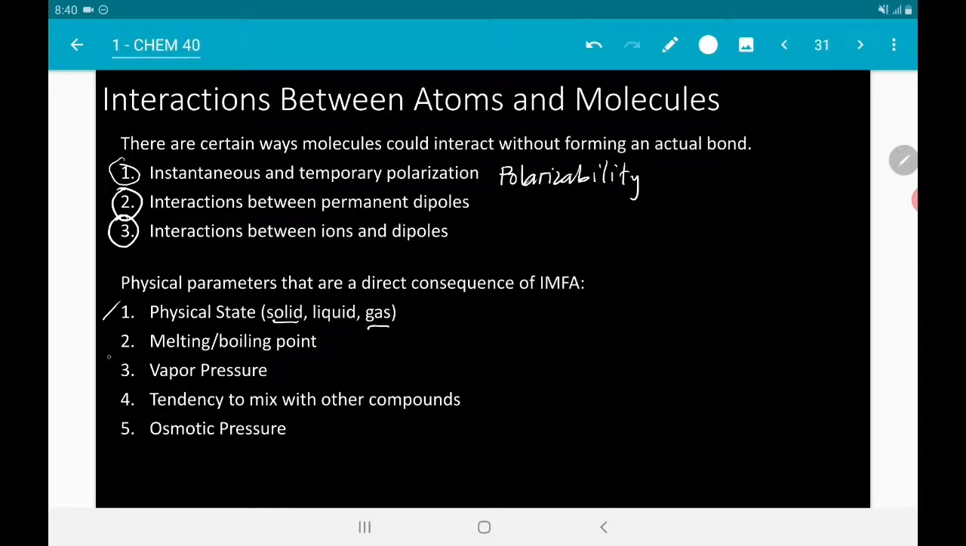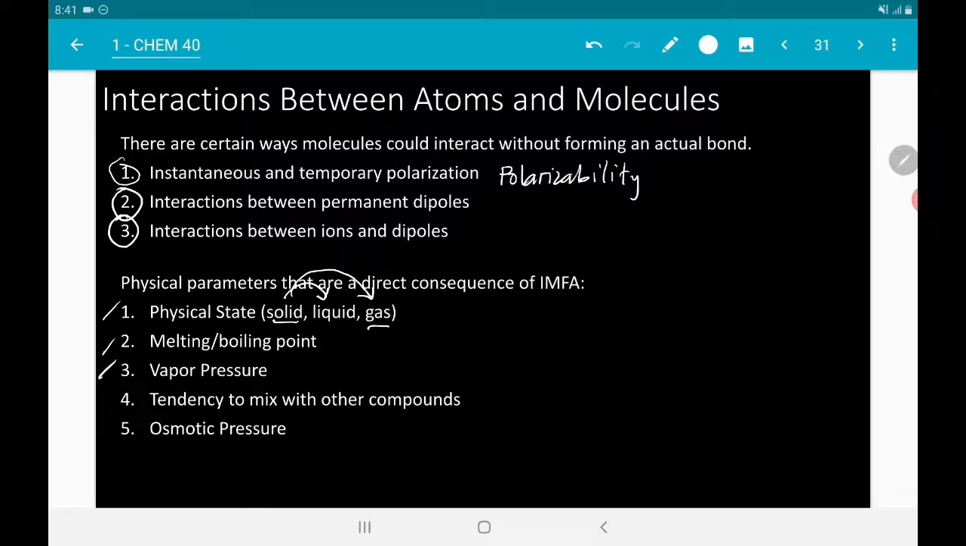Number 2, melting and boiling point. Pag tumataas ang melting and boiling point, ibig sabihin mas madaming energy ang kailangan mo para magkaroon ka ng conversion from solid to liquid to gas. So, to be able to convert something into a less condensed phase, kailangan meron kang energy input para matanggal or masuppress mo yung IMFA na yun. So, pag kailangan mo ng mas mataas na energy, ibig sabihin, mataas yung IMFA nila to begin with.